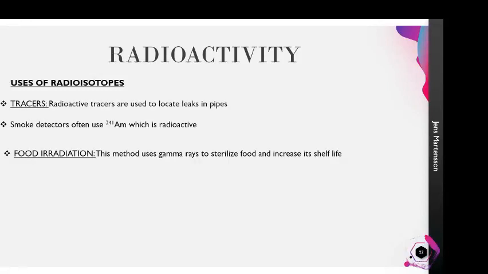Tracers. Radioactive tracers are used to locate leaks in pipes. Radioisotopes are used in smoke detectors. This is Am-241, americium, which is radioactive. And food that we eat goes through a process called food irradiation, where we use gamma rays to sterilize food and increase the shelf life of the food.